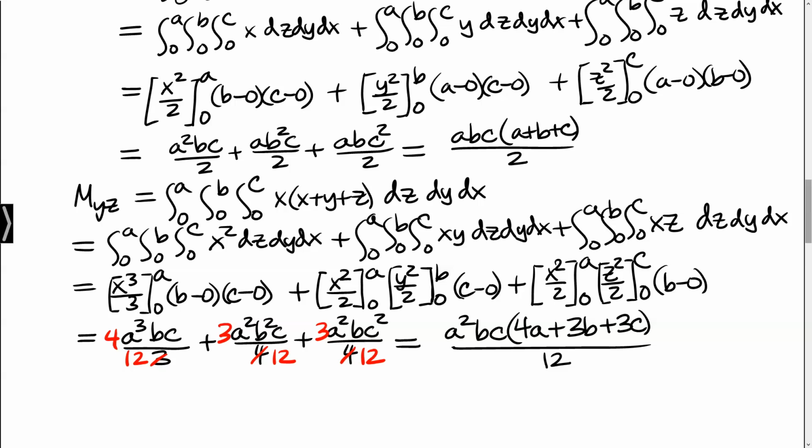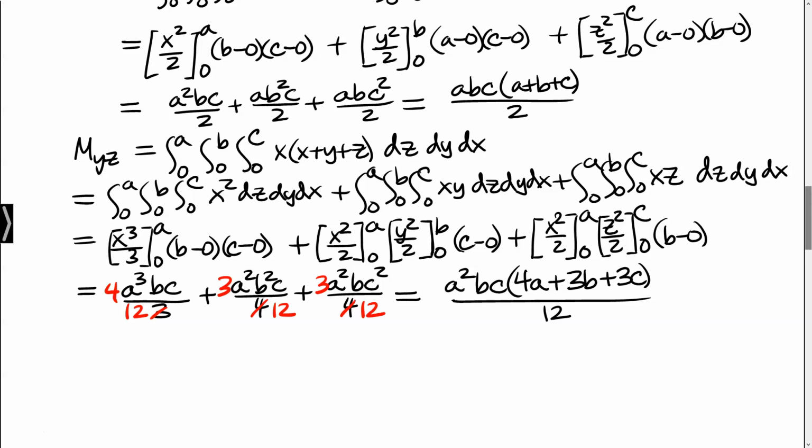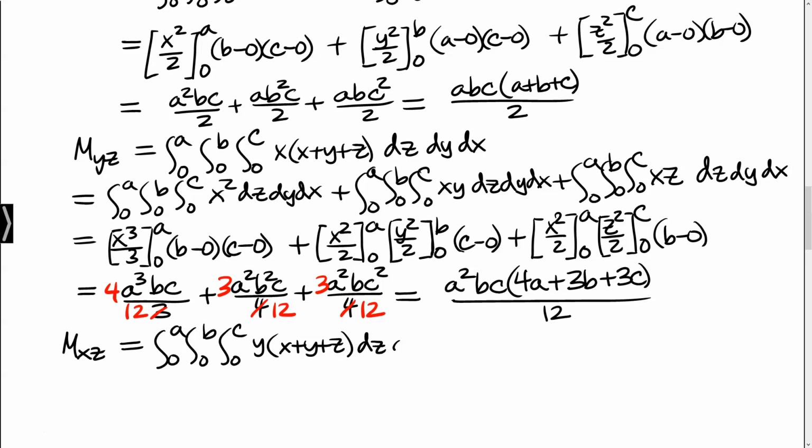Okay, so now my claim is that now that we have this moment about the YZ plane, we really have the answer. We can just write down the answer for the other two. So why is this? Well, let's look at, say, the moment about the XZ plane. All we have to do here is just interchange the roles of X and Y, which is going to interchange the roles of A and B. Right, so we're going to be integrating Y times, so this is going to be the integral from 0 to A, 0 to B, 0 to C of Y, X plus Y plus Z, dz, dy, dx.